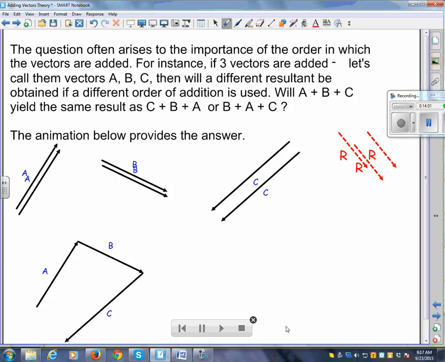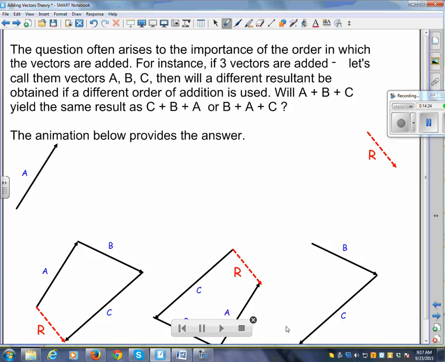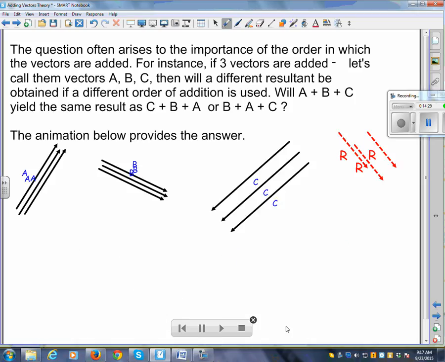There's the result. Now let's do C plus B plus A. Where's the result? From the start to the finish. B, say, no, plus C. Oh, I did it the wrong way, didn't I? Same result? Same result. It doesn't matter what order. Doesn't matter how many vectors you add.